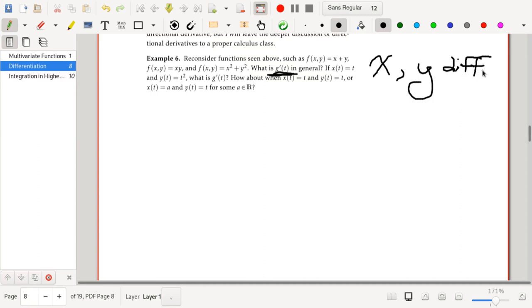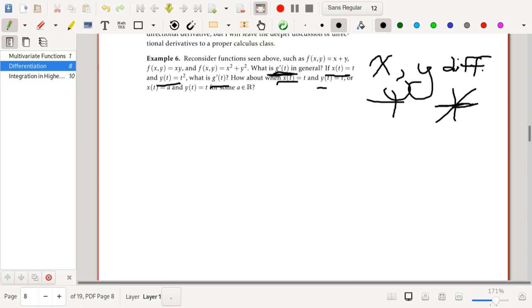So we're going to have to assume that these are differentiable functions, but okay, that's fine. All right. So what is going to be the path derivative of these functions? And then we're going to also consider specific paths. Like x of t equals t and y of t equals t squared, that's going to correspond to a quadratic path. X of t equals t and y of t equals t, that's going to correspond to a path that's moving along the line x equals y.